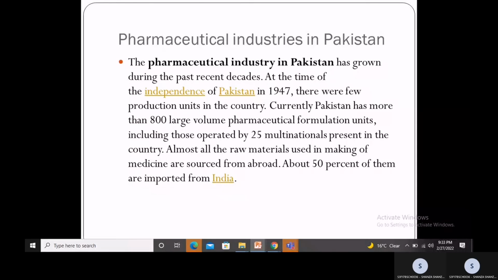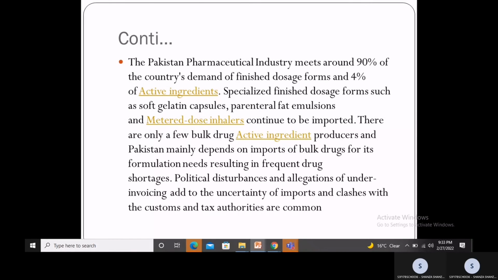Pakistan's pharmaceutical industry meets around 90% of the country's demand for finished dosage forms and 4% of active ingredients. Specialized finished dosage forms such as soft gelatin capsules, parenteral fat emulsions, and metered dose inhalers continue to be imported. There are only a few bulk drug active ingredient producers, and Pakistan mainly depends on imports of bulk drugs for its formulation needs, resulting in frequent drug shortages.